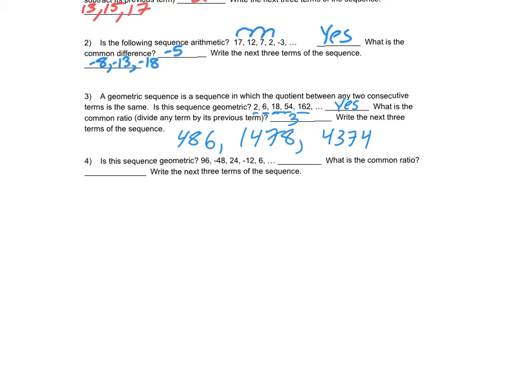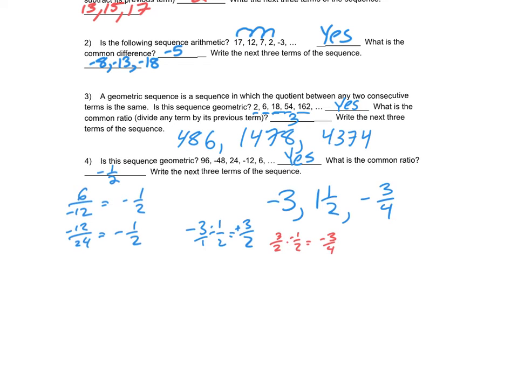Okay, using that same process again, can you find if the next sequence is geometric? And if it is, what is its common ratio? Be careful about that one, and then write the next 3 terms of the sequence. So no matter which term I take, it's like 6, if I divide that by the previous term, negative 12, I get negative 1/2.